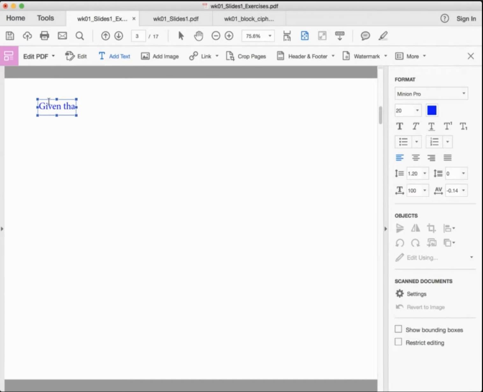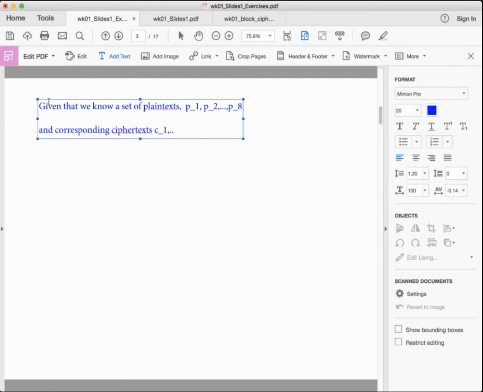So given that we know a set of plain texts, say P1, P2, up to P8, let's say we have 8 plain texts and corresponding ciphertexts C1 up to C8, we want to find the unknown key. Okay, so let me just format this a little bit.